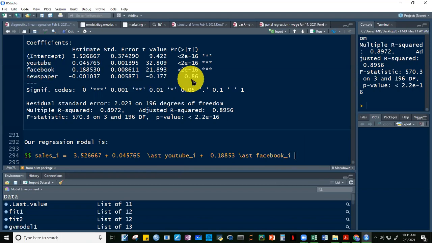Okay, si newspaper, guys, notice hindi siya significant. No? Okay, so we'll leave that. Remember, guys, pag yung intercept hindi significant, sinasama pa rin natin siya. So plus epsilon underscore I. Then close the dollar sign.